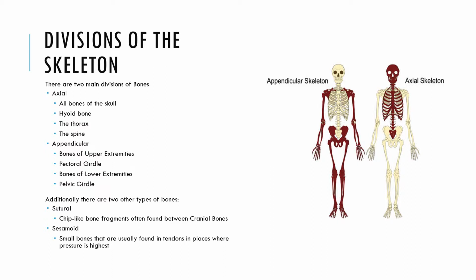There are also two divisions of the skeleton. The two main divisions are the axial, which includes all the bones of the skull, the hyoid bone, the thorax, and the spine. And then there's the appendicular skeletal system, which is the bones of the upper extremities, the pectoral girdle, bones of the lower extremities, the pelvic girdle. And additionally, there are also two other types of bones: sutural, which are chip-like bone fragments often found between the cranial bones, and sesamoid, which are small bones that are usually found in tendons and places where pressure is highest.